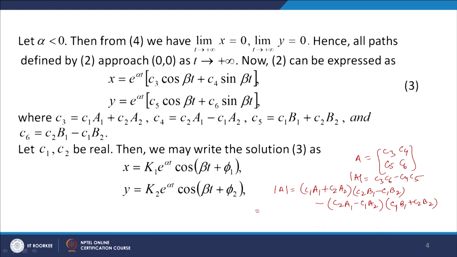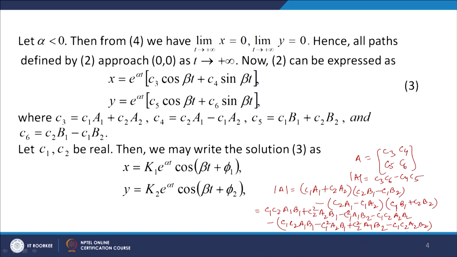Let us multiply. What do we get? c1 c2 a1 b1, plus c2 square a2 b1, then we have minus c1 square a1 b2, minus c1 c2 a2 b2, and then we have here minus c1 c2 a1 b1, plus c1 square a2 b1, and then we have minus c2 square a1 b2, and we have plus c1 c2 a2 b2.